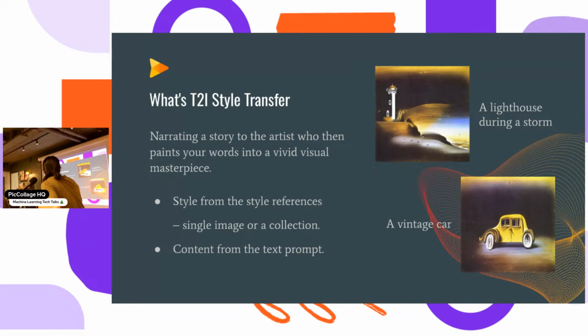On the right, we have some examples of T2I style transfer using The Persistence of Memory. I used 2 prompts, lighthouse during a storm and a vintage car. From this result, we can observe some style features from The Persistence of Memory, like the color, the brushstroke, the surrealism, the composition, and maybe the distortion of the car.